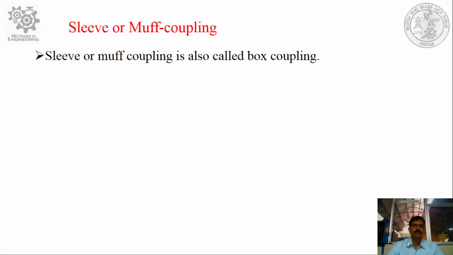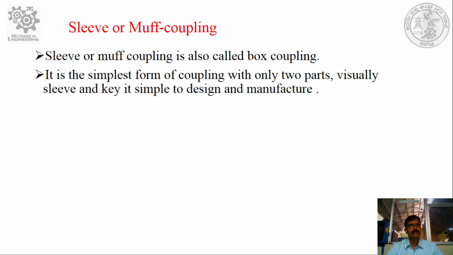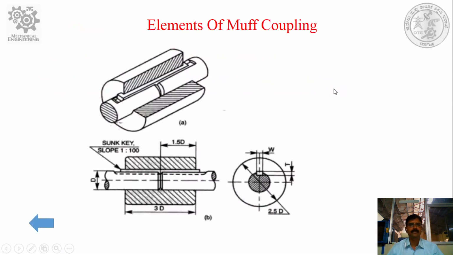Sleeve or muff coupling. The sleeve or muff coupling is also called a box coupling. It is the simplest form of coupling with only two parts, usually a sleeve and a key. It is simple to design and manufacture. Now let us see the different elements of the muff coupling. The different elements of the muff coupling are the muff and key, sunk key and shafts.